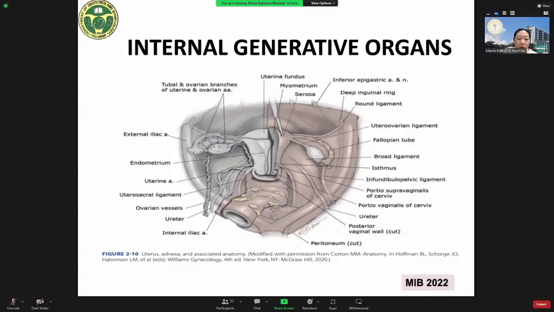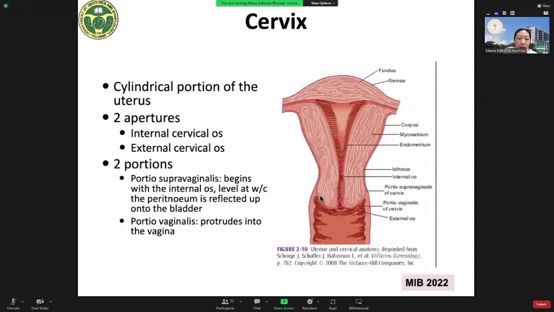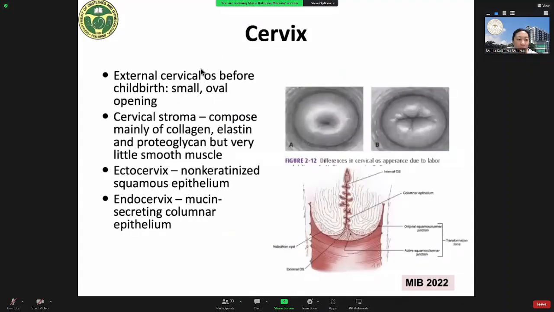Let's start first with the cervix, which is a cylindrical portion of the uterus. It is divided into the internal cervical os and the external cervical os, and along it is the endocervical canal. After childbirth, the external cervical os takes on a fish mouth appearance. Before childbirth, it is small and has a small, oval opening.